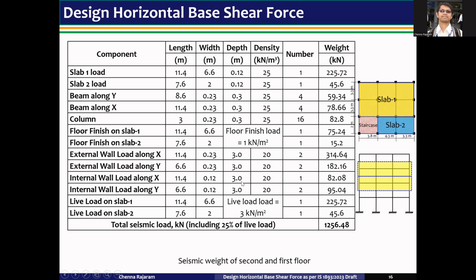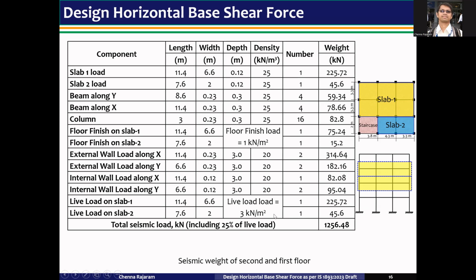Except these two values, the remaining values we sum up, and for these two values, you need to consider 25% as the live load. As it is mentioned in IS 1893 2023 draft code, we need to consider 25% of the live load. So here, where the value is less than or equal to 3 kilonewton per meter square, then we need to consider 25% of the live load.